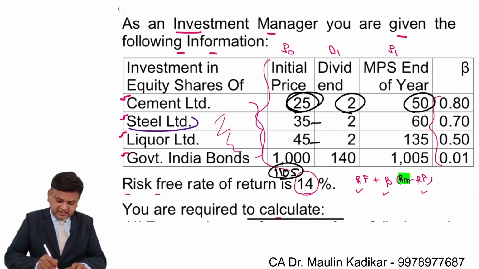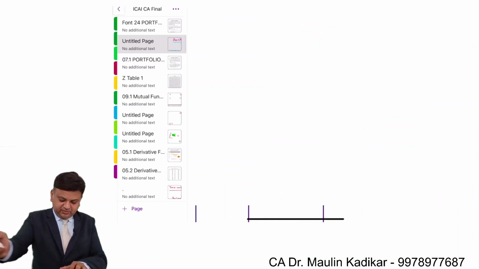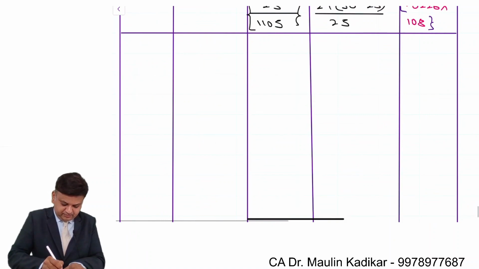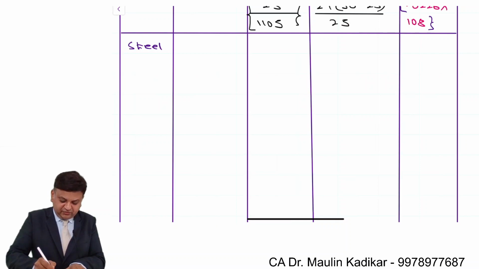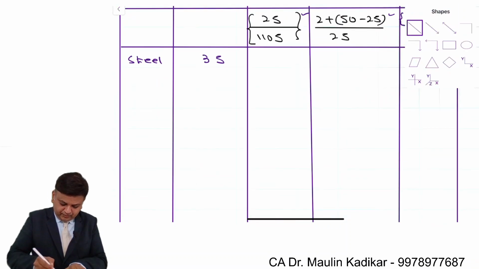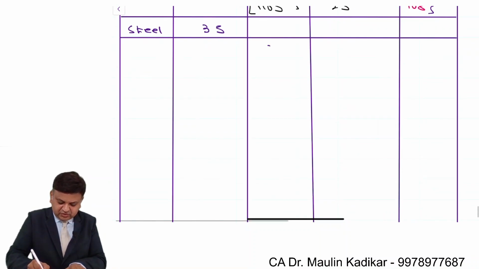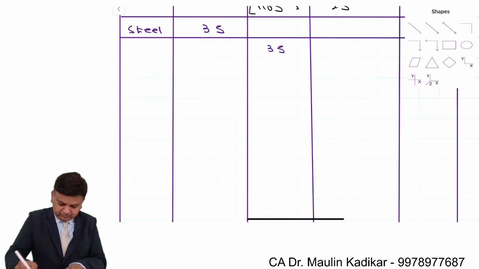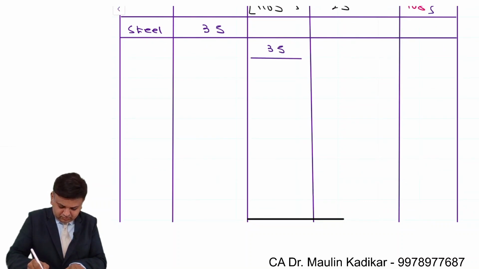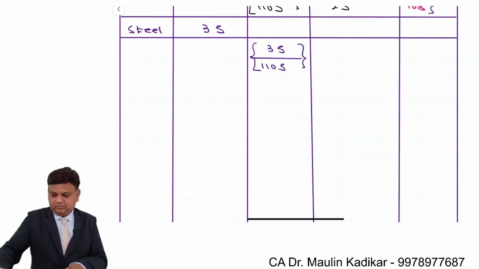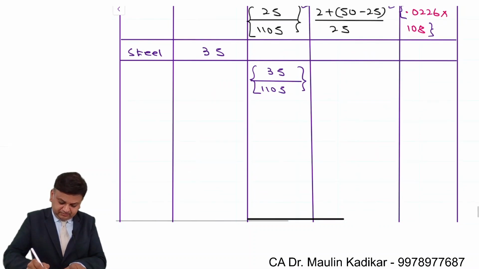After cement, it is the steel. In that, the calculations are required to be performed. For steel, the price is 35. As far as the weight is concerned, it is 35 divided by 1105 once again. So it is 0.0317.